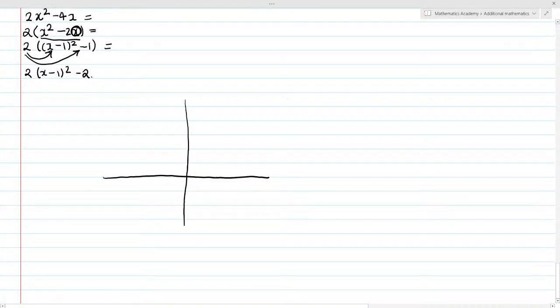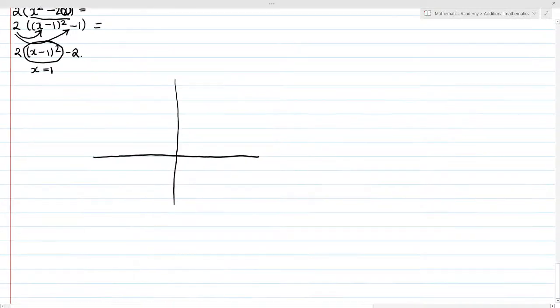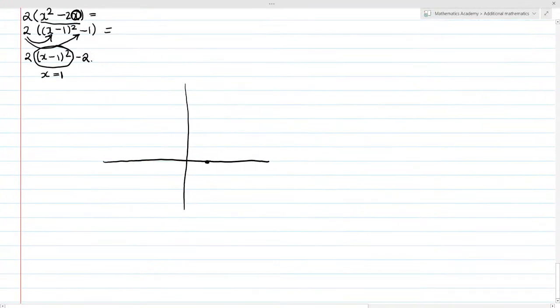Now it's much easier to think about the range of the second curve, this curve which we've multiplied by 2, because again we know that the minimum will happen when this is 0, which happens when x equals 1. And so the minimum will be at x equals 1 somewhere. And when x equals 1, we get 1 minus 1 squared, which is 0, multiplied by 2, that's also 0, but then we subtract 2, and so we get minus 2.